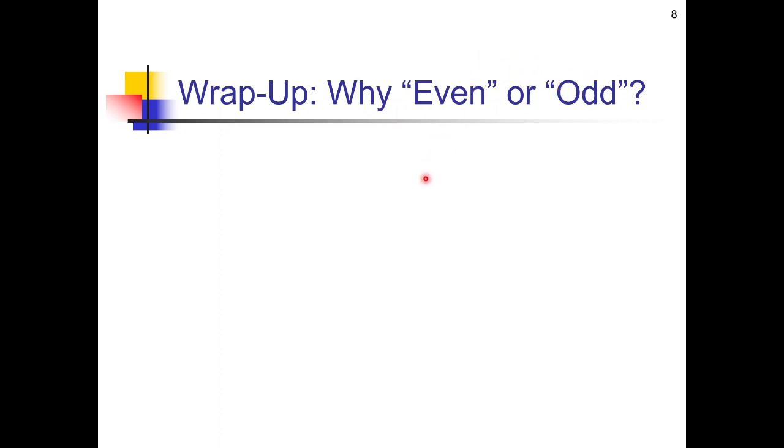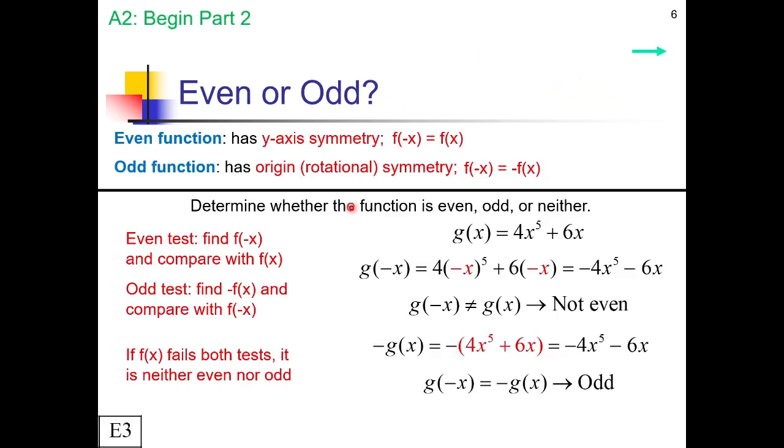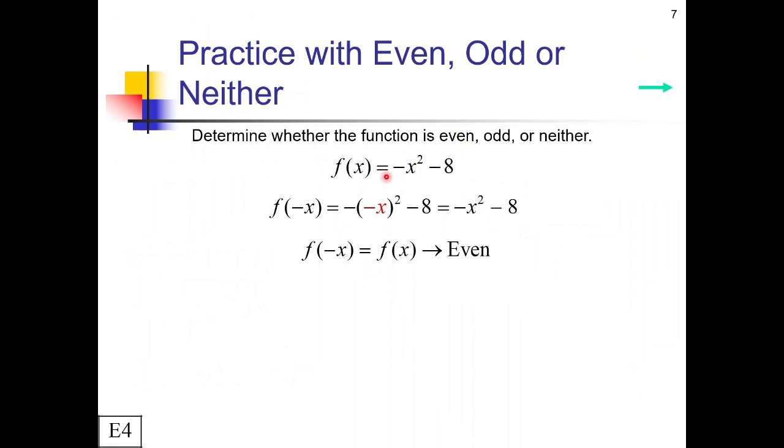So let's take a quick look back at the two that we did. This one right here, where we had 4x to the fifth plus 6x, turned out to be an odd function. It turned out to have origin symmetry. And then we had the one right after it, negative x squared minus 8, which turned out to have y-axis, even symmetry. Well, look at the exponents here. Notice that the evenness of this exponent is causing this negative x that we plugged in initially to not really make much difference when it's fully simplified.